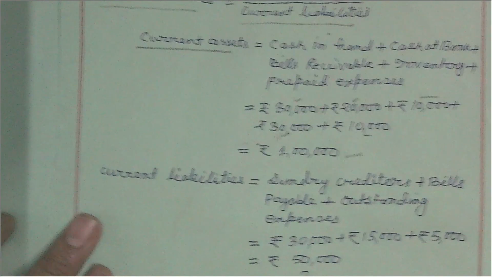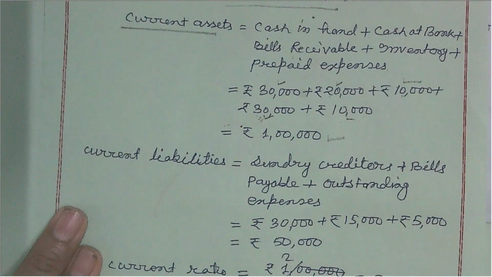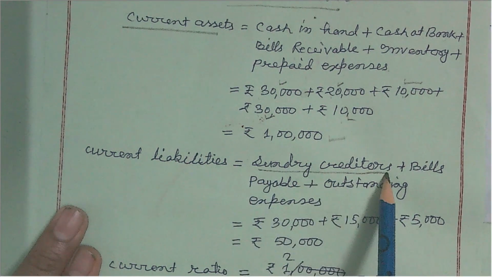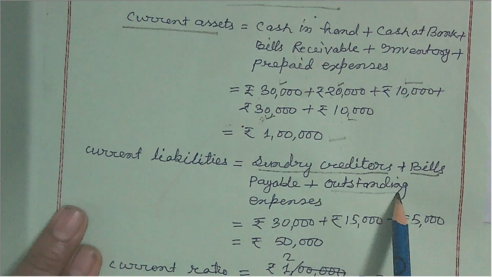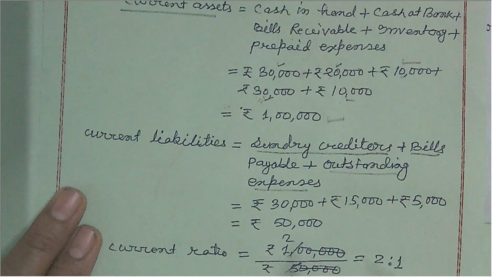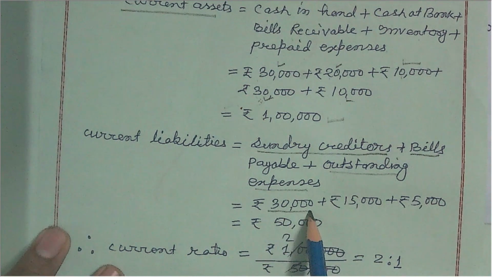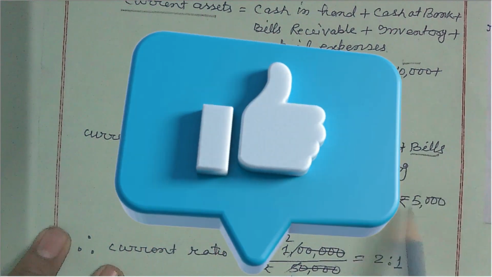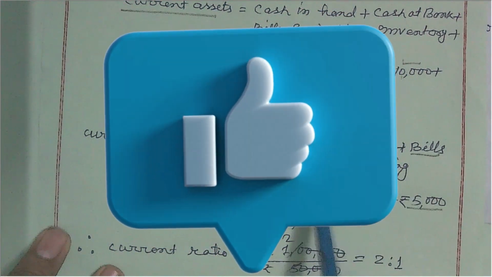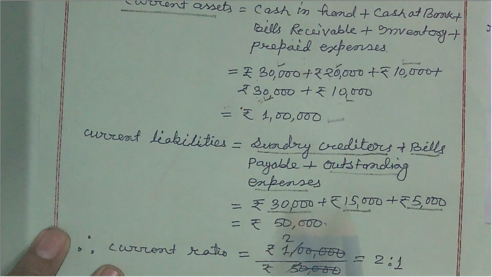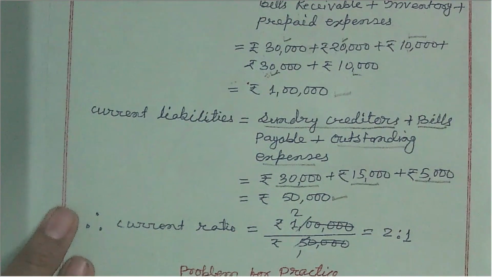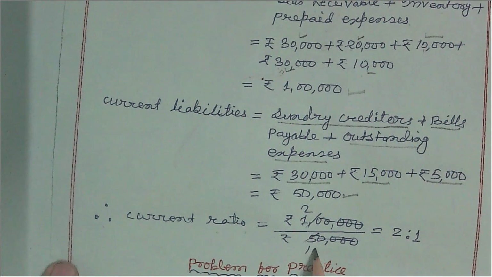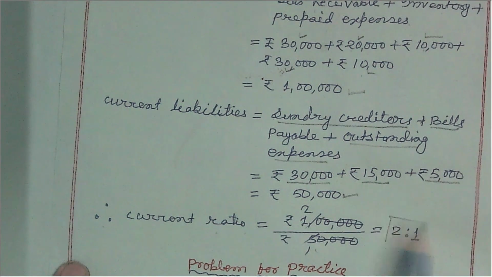Similarly, current liabilities. In the given question, current liabilities items are only 3: sundry creditors, bills payable and outstanding expenses. So rupees 30,000 sundry creditors value is given, rupees 15,000 bills payable value is given and rupees 5,000 outstanding expenses value is given. So total value is 50,000. Therefore current ratio equals 1 lakh divided by 50,000. So we have to calculate this ratio.